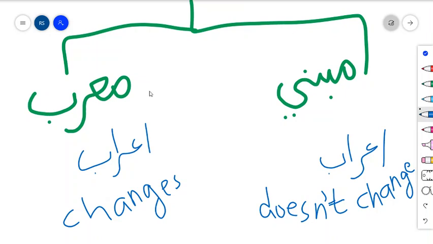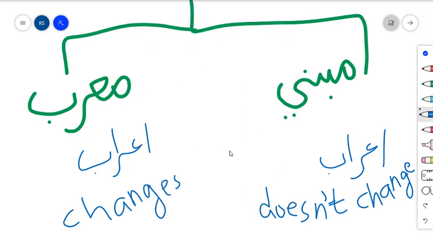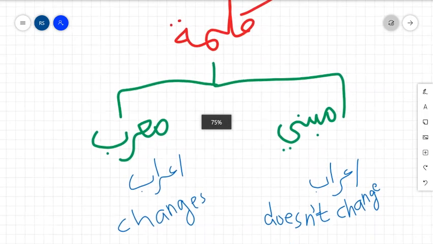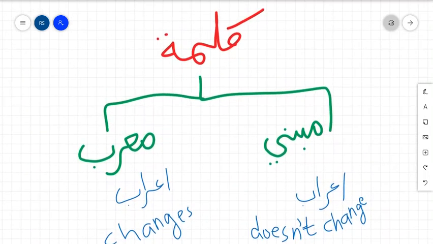So the word like Kitabun, Kitabin, Al-Kitabu, Al-Kitaba, Kitaban, you see, its Arab are changing according to the sentence. So this means the word Kitab is an example of Morab. Then the word fi, ala, man, things like these does not change no matter what kind of sentence. The word huwa, the word hiya, the word ana, so these are known as mabni. So you will learn about them later in detail, inshallah. At the moment, just remember that kalima has two types according to the Arab. First is mabni and second is mu'rab.